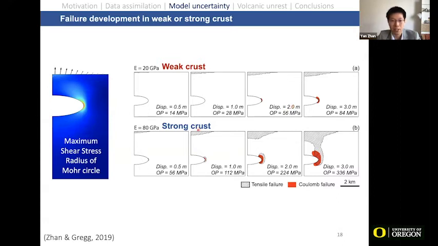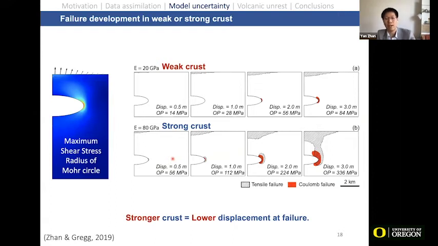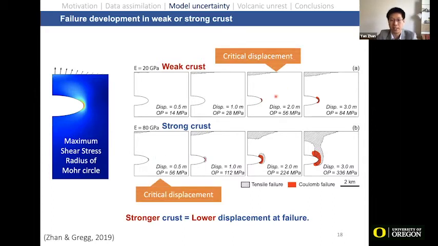At the same condition, if the crust is strong, it has already failed. You can see here there is some failing. It has already failed when only half a meter of surface displacement has been created, even if the overpressure is the same. That means for a stronger crust, lower displacement will be expected when failing is initiated around the magma reservoir. So we can define this displacement as the one when the first failing happens.